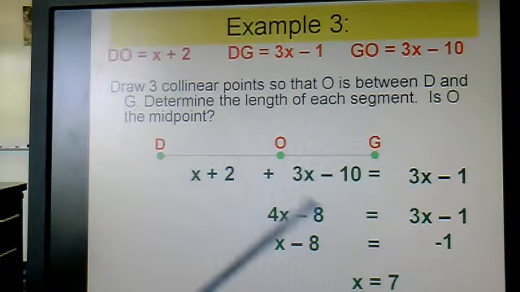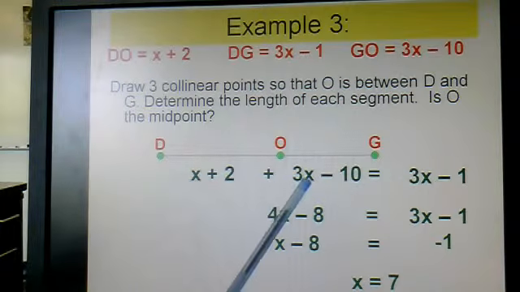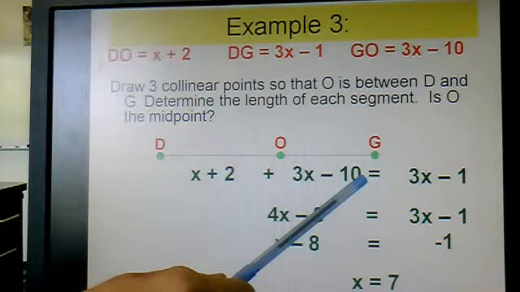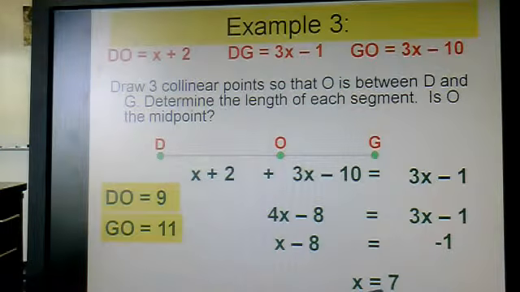So you plug the 7 back in, you go, okay, this is 7 plus 2, this is 9. 7 times 3 is 21. 21 minus 10 is 11. It's not, in fact, the midpoint. So those two are different lengths. And I would verify that it works in the third expression. And make sure that, these are supposed to add up to 20.